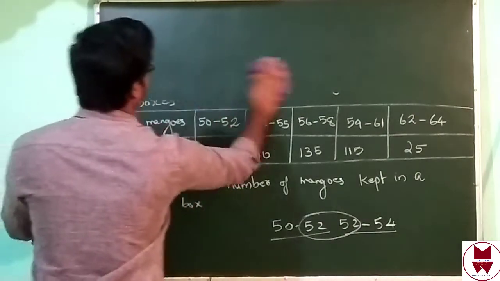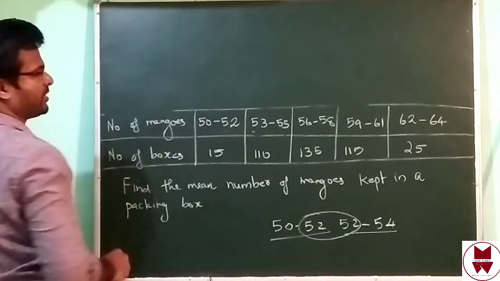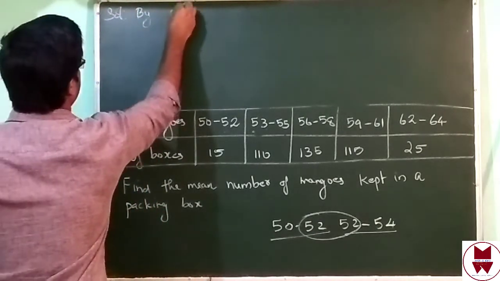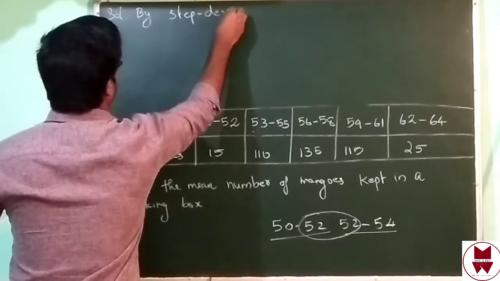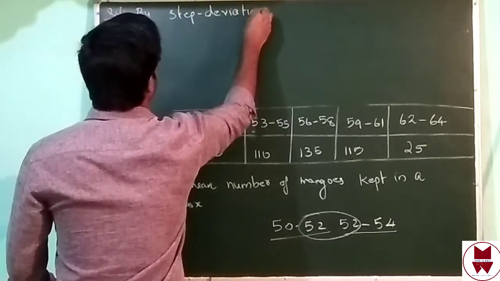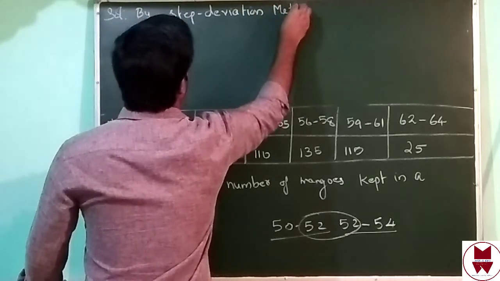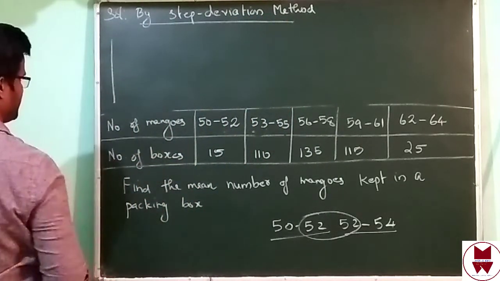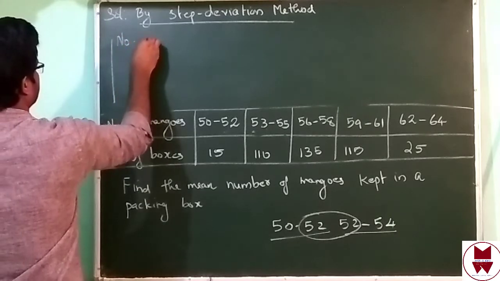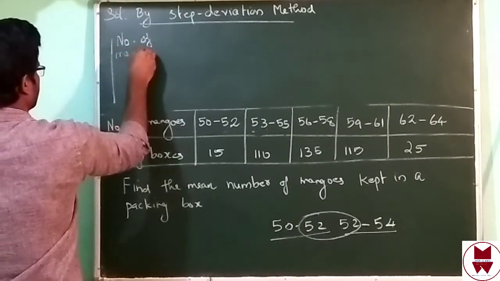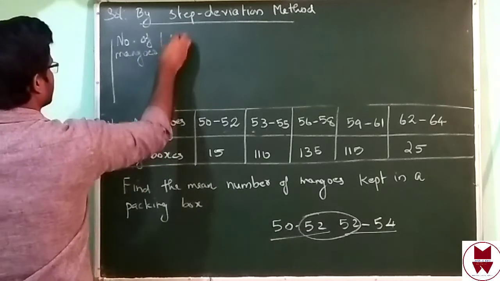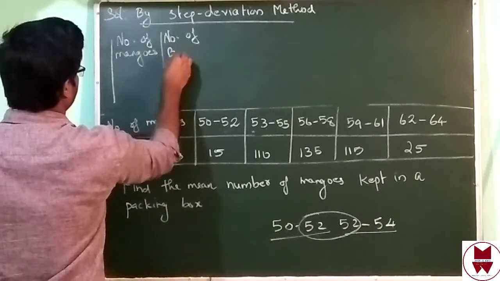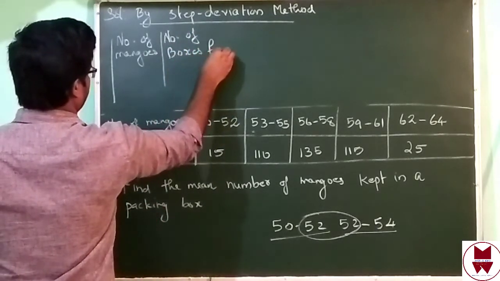Here also we can use any method. I am going to use the step deviation method. By the step deviation method, we can draw one table. First, number of mangoes, then next, number of boxes, that is fi, the number of boxes.